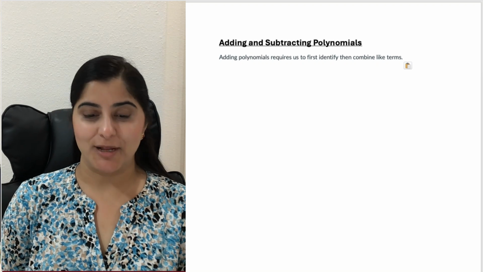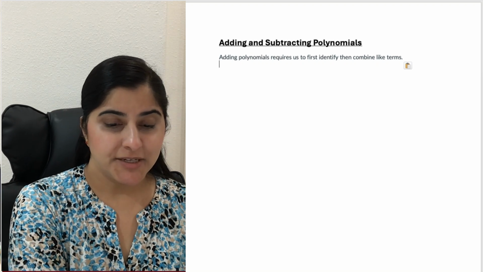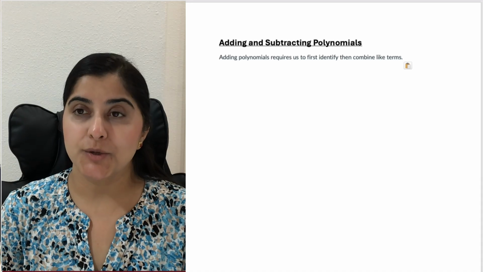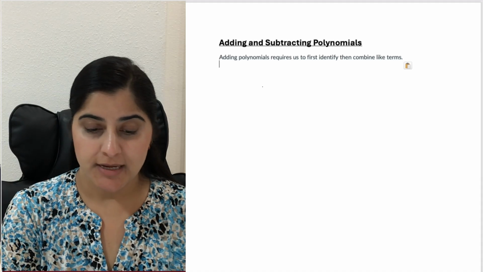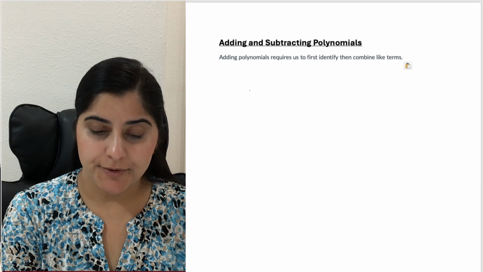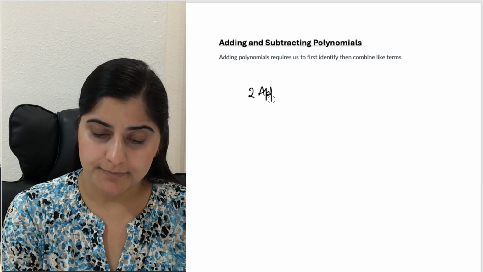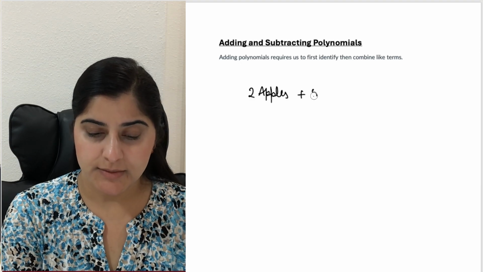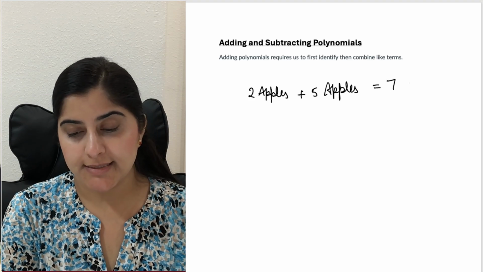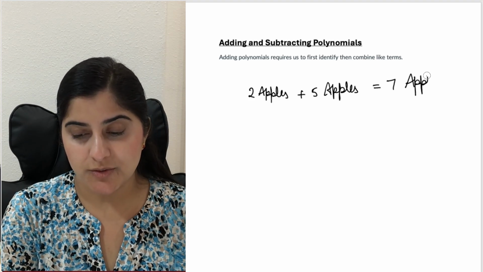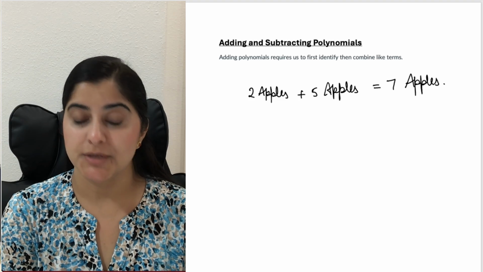Adding and subtracting polynomials. Addition and subtraction of polynomials requires us to first identify and then combine like terms. For example, if you have 2 apples plus 5 apples, you can write that as 7 apples. This is called combining like terms.